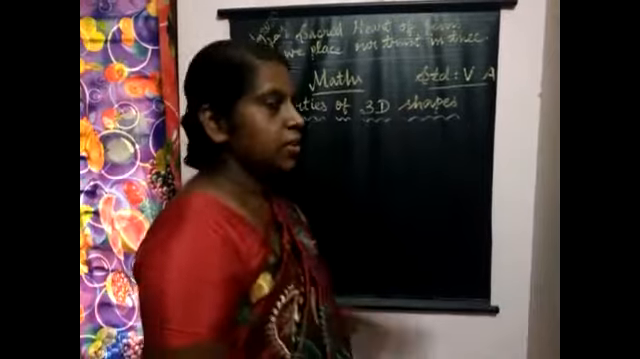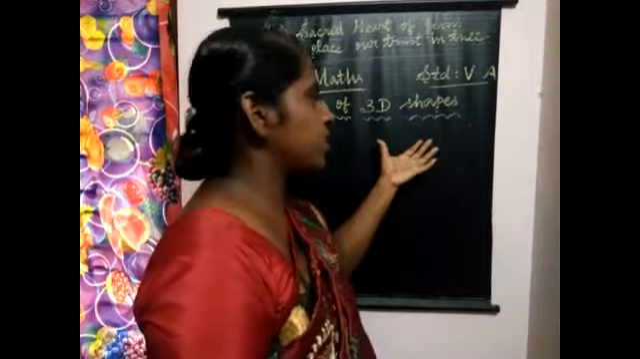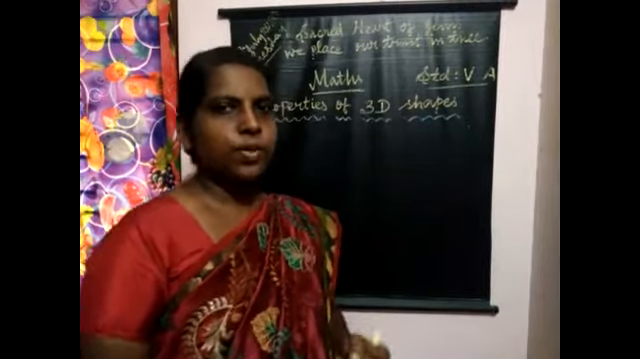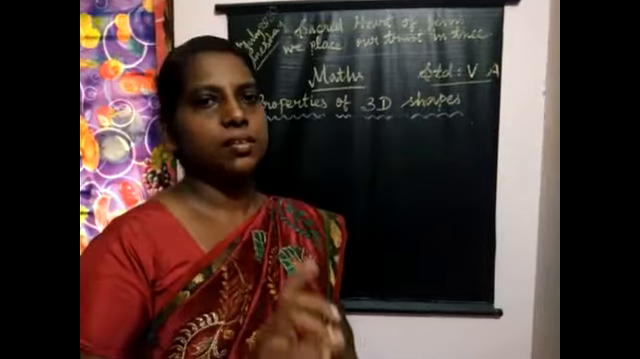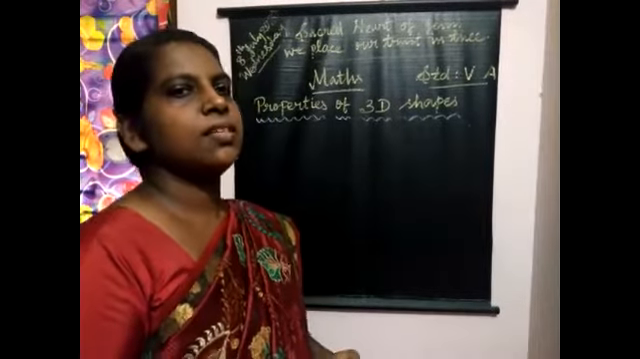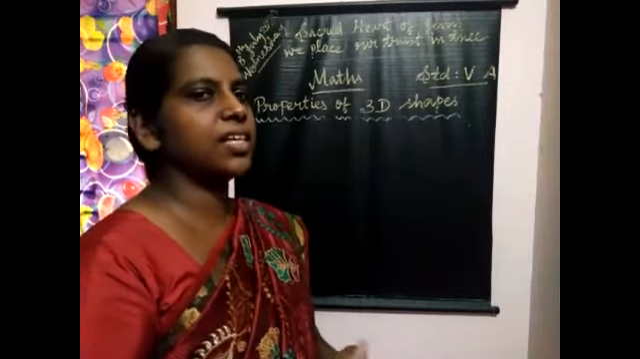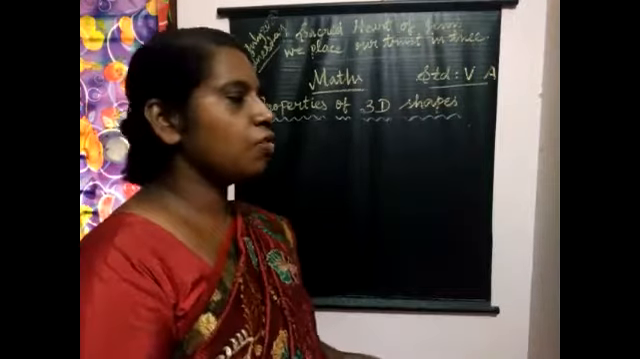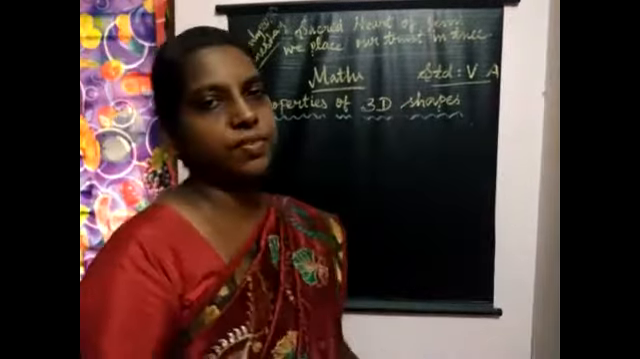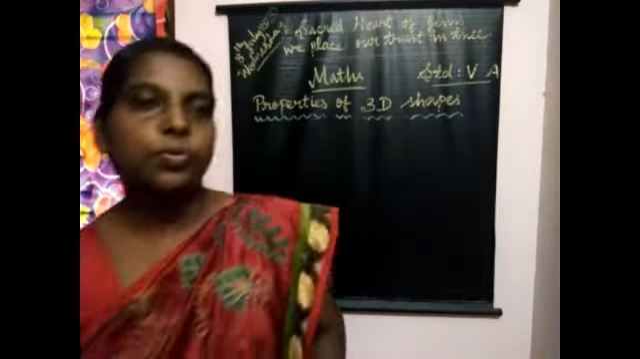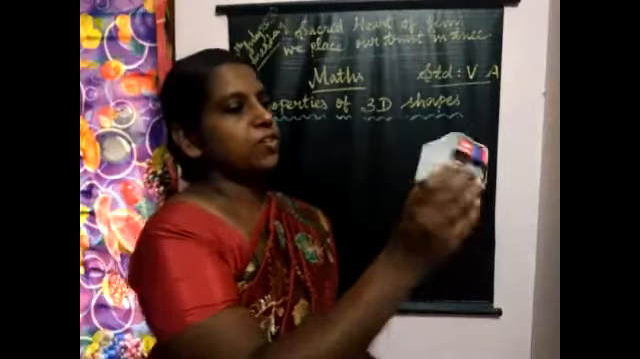Dear students, now we are going to study the properties of some 3D shapes. Tell me some 3D shapes. Cube, cuboid, cylinder, then so many shapes are there. Buildings and all the other things are 3D shapes only. Now we are going to study the properties of some of the 3D shapes. First we are going to study the properties of a cube. What are the properties of a cube?